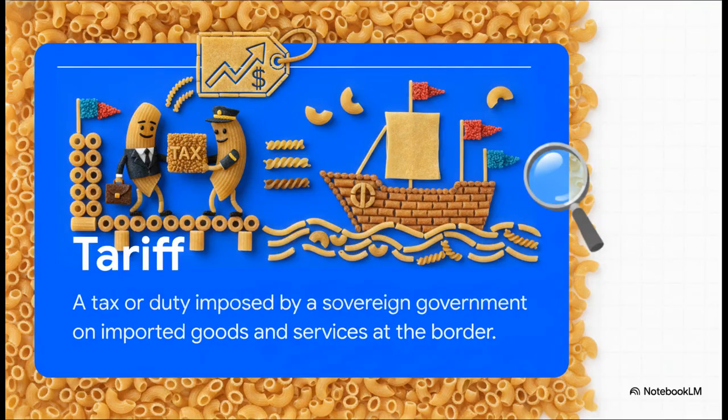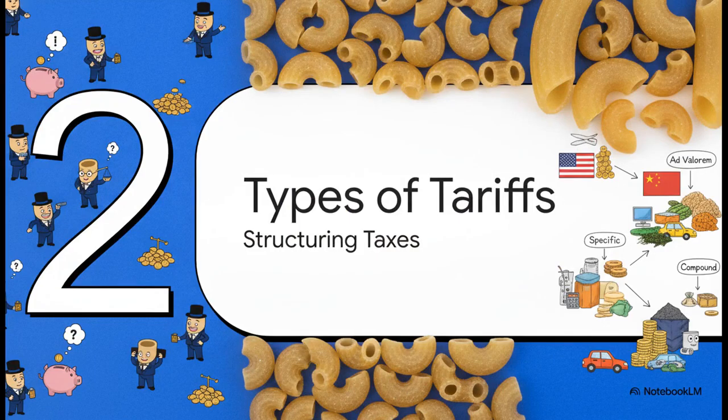So what is it, actually? At its absolute core, a tariff is fundamentally just a tax, or a duty, imposed by a sovereign government on imported goods and services right at the border. The goal here is actually quite simple in theory. By artificially inflating the cost of foreign products, governments are altering international price signals. They're making those imported goods way more expensive compared to domestic alternatives, and that is deliberately designed to shift your demand, as a consumer, over to local producers. But governments definitely do not use a one-size-fits-all approach when taxing imports.